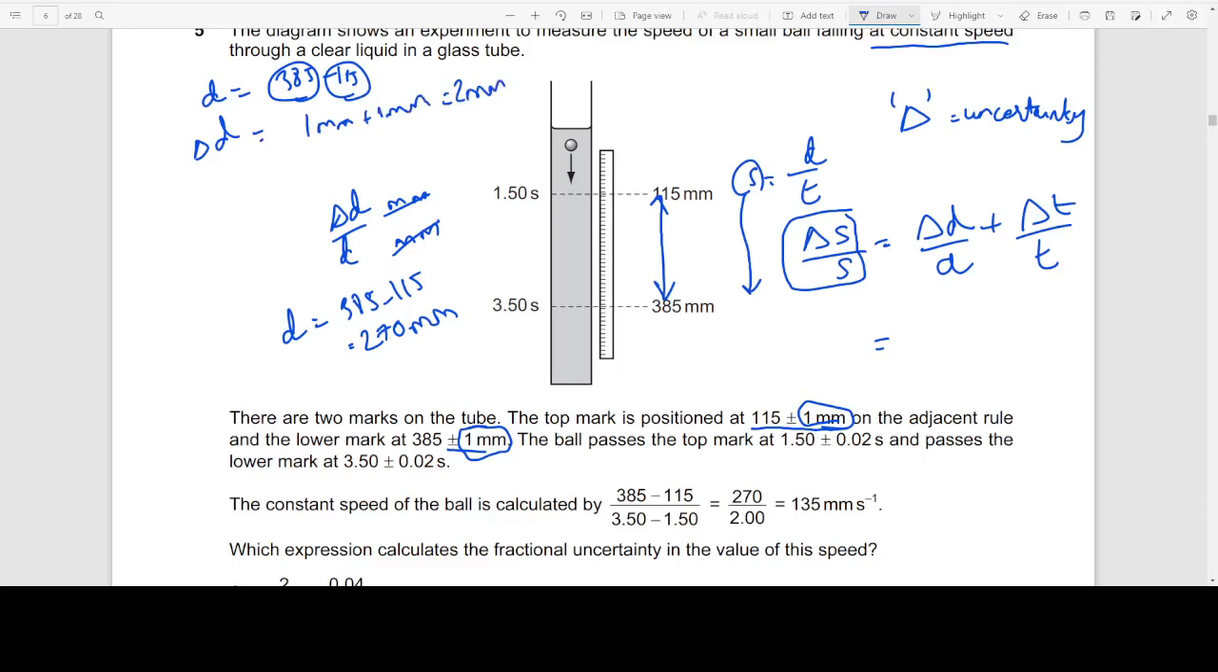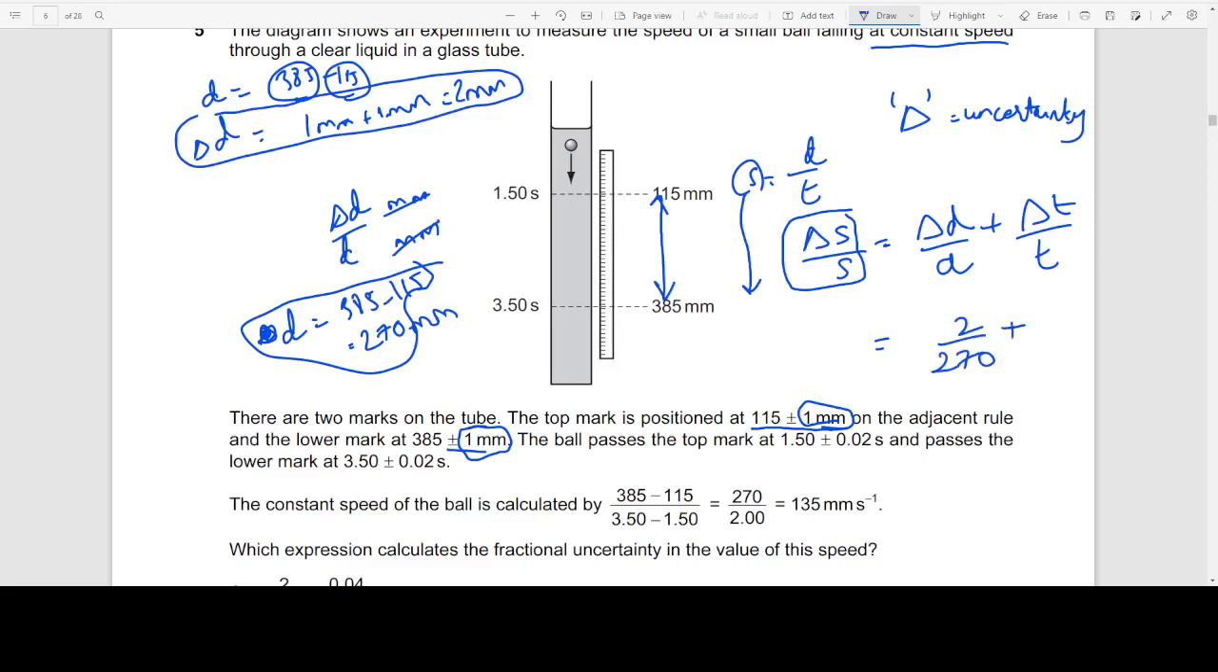So we have delta D, and we also have the uncertainty in delta D, which is this 2 millimeter. So delta D upon D is going to be 2 upon 270, plus now we need to find delta T and T. So T is just 2 seconds, this 3.5 minus 1.5, subtracting these values, so T is 2 seconds.